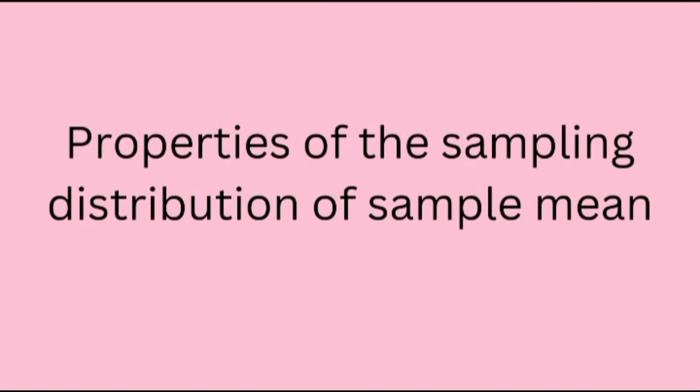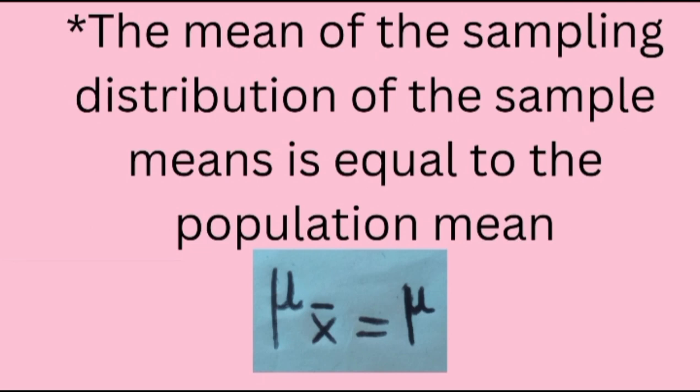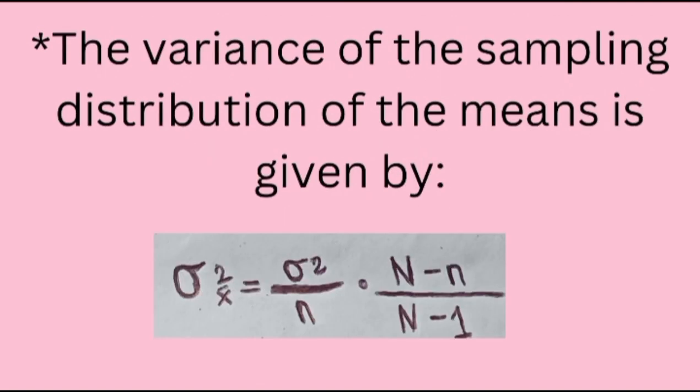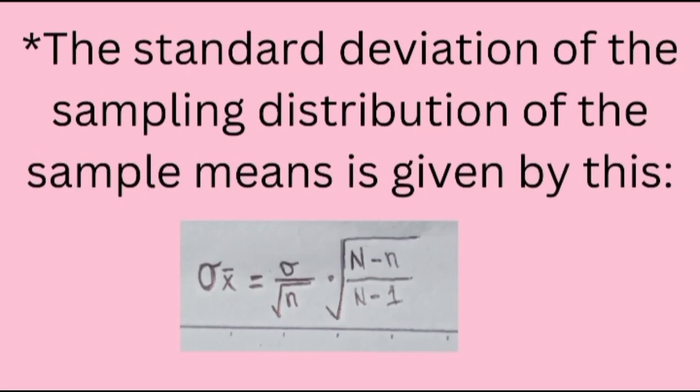Properties of the sampling distribution of sample mean. The mean of the sampling distribution of the sample means is equal to the population mean. The variance of the sampling distribution of the mean is given by this. The standard deviation of the sampling distribution of the sample means is given by this.